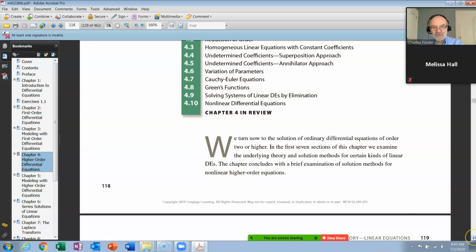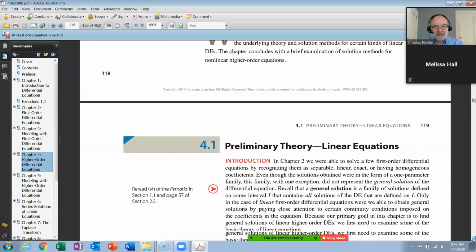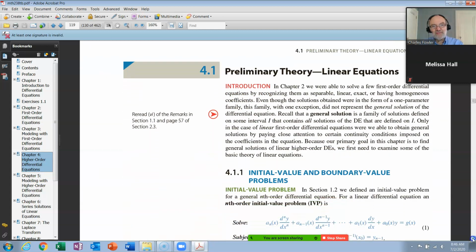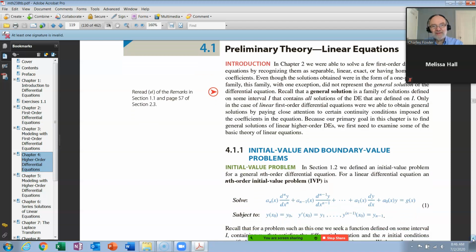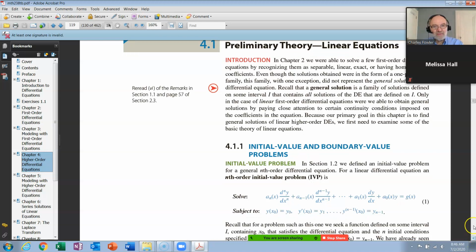Okay, and in the first 7 sections we examine the underlying theory and some solution methods. I'm going to try to get through the theory as quickly as possible. The drags, and then we'll conclude with a brief examination of solution methods for nonlinear. That's where you get into Green's theorem and some of these other things, which I don't know if we're going to get to, and I can't even remember if they're in the course description. I've got to go back and check that. So here's the preliminary theory, which is usually sort of a drag. Chapter 2, we did first order equations. I've got my thing in the way here, so I'm going to move us up to the very top.